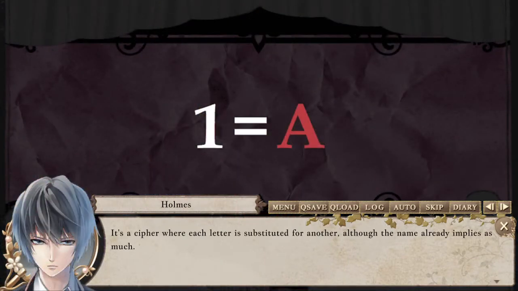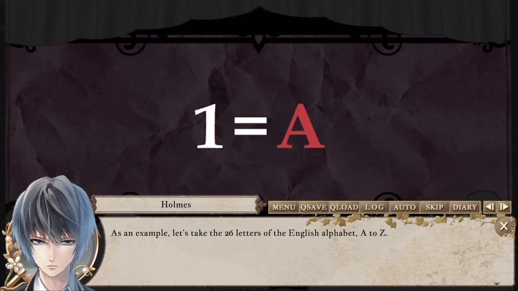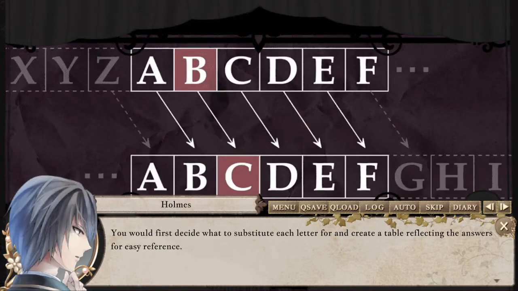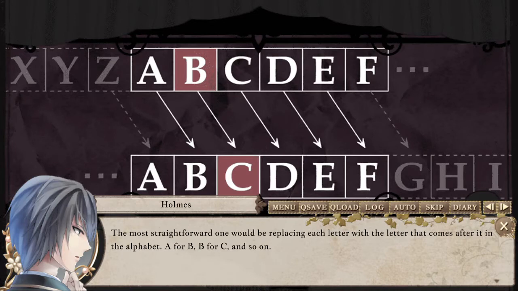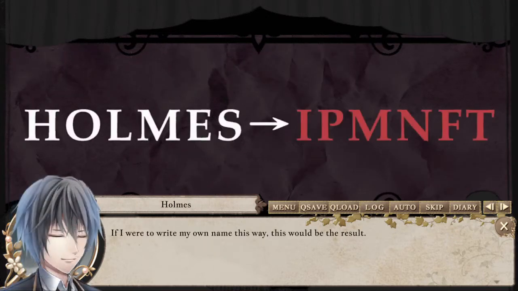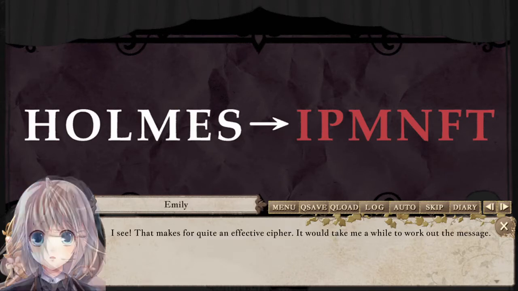It's a cipher where each letter is substituted for another, although the name already implies as much. As an example, let's take the 26 letters of the English alphabet, A to Z. You would first decide what to substitute each letter for, and create a table reflecting the answers for easy reference. The most straightforward one would be replacing each letter with the letter that comes after it in the alphabet. A for B, B for C, and so on. If I were to write my own name this way, this would be the result.